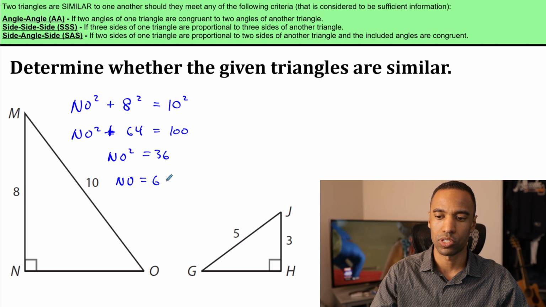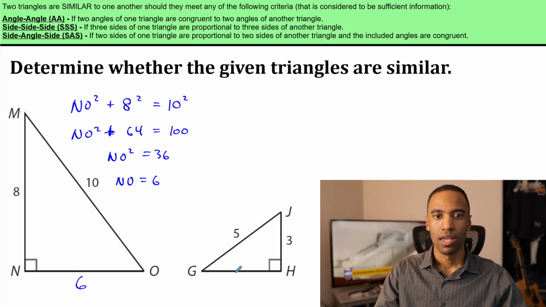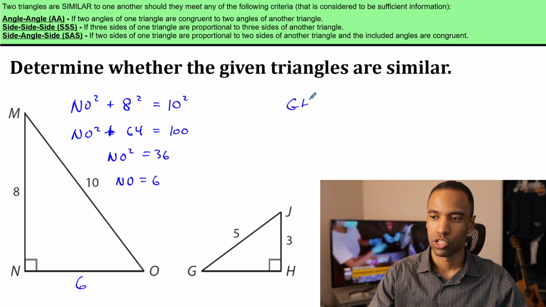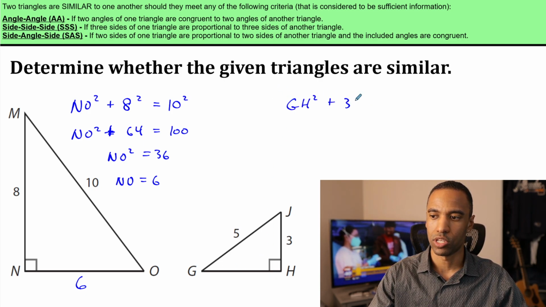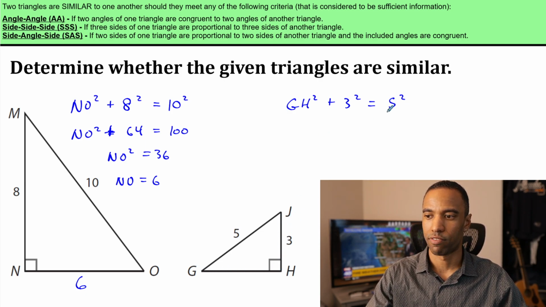NO equals 6. That's the length of NO. So this length right here is 6. Now this GH right here: GH squared plus 3 squared. Notice that I'm using the leg. This GH is a leg, so GH squared plus 3 squared equals 5 squared.